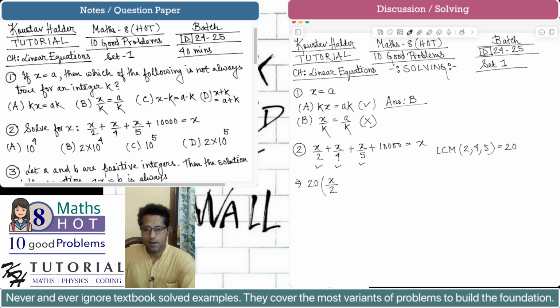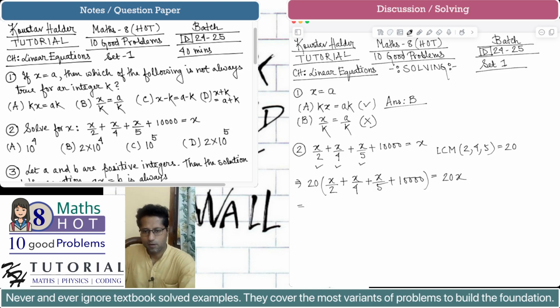Okay, so I have x by 2 plus x by 4 plus x by 5 plus 10,000 equals 20x. So we have multiplied both sides by 20. Why 20? Because 20 is the LCM of the denominators of all the rational terms, that is x by 2, x by 4 and x by 5.